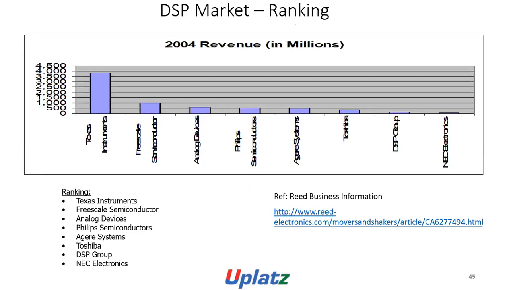DSP market, total 2004 revenue in billions. Texas Instruments, Freescale Semiconductor, Analog Devices, Philips Semiconductors, Agere Systems, Toshiba, DSP Group, and NEC Electronics are the major players, and their revenues are shown in millions of dollars. Typically it consists of 4,000 million by Texas Instruments and so on. In the ranking, Texas Instruments is at the top, Freescale Semiconductor next, Analog is third, Philips Semiconductors is fourth, Agere Systems fifth, Toshiba is sixth, DSP Group is seventh, and NEC Electronics last. Refer to the business information through this web link.